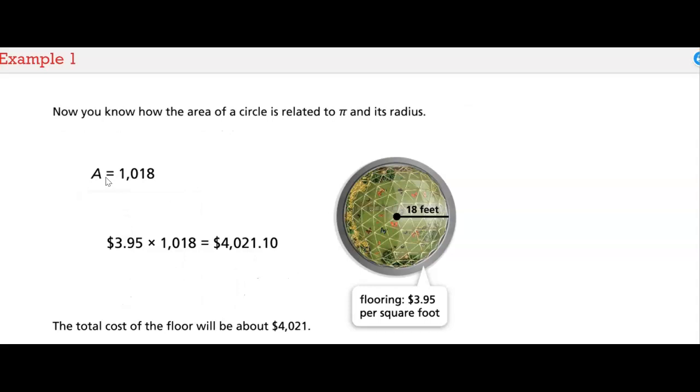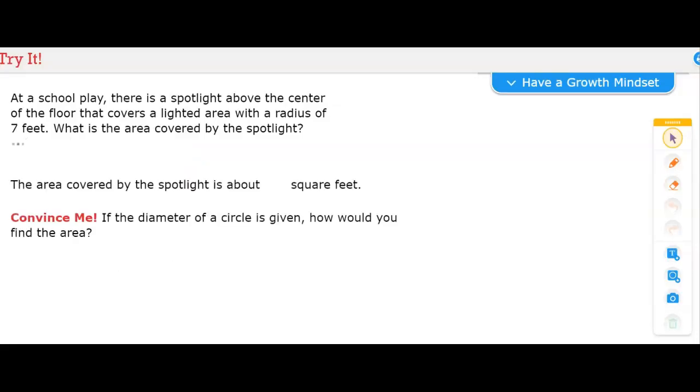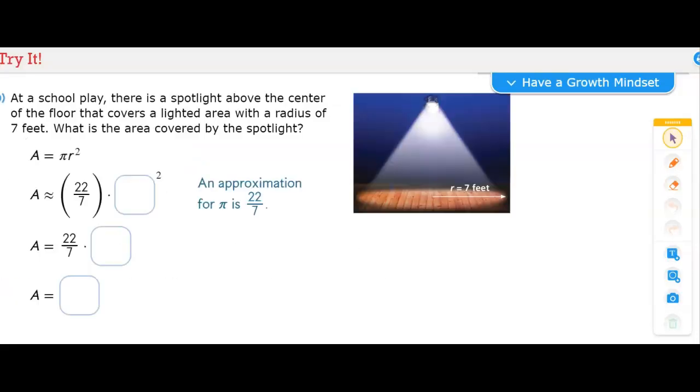Now you know how the area of a circle is related to pi and its radius. At a school play, there is a spotlight above the center of the floor that covers a lighted area with a radius of 7 feet. What is the area covered by the spotlight?